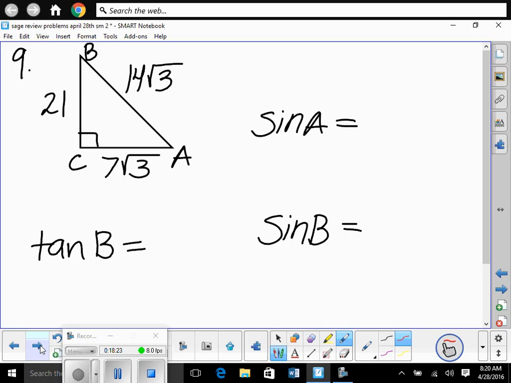I'm going to skip this one. Okay, let's go with this one. This is the last one. Okay, so we have triangle ABC. We're going to have to find sine of A, sine of B, tangent of B. So we're going to look at this picture and find these values.